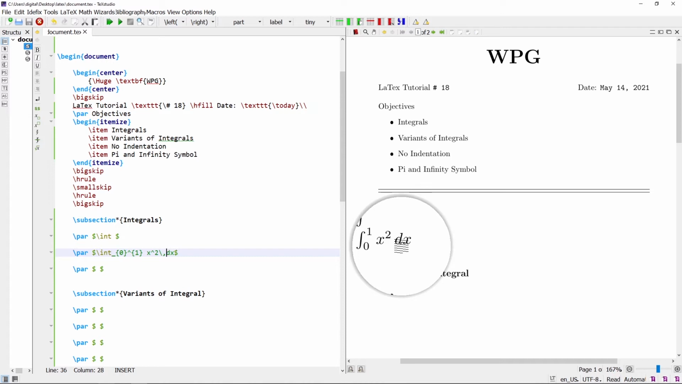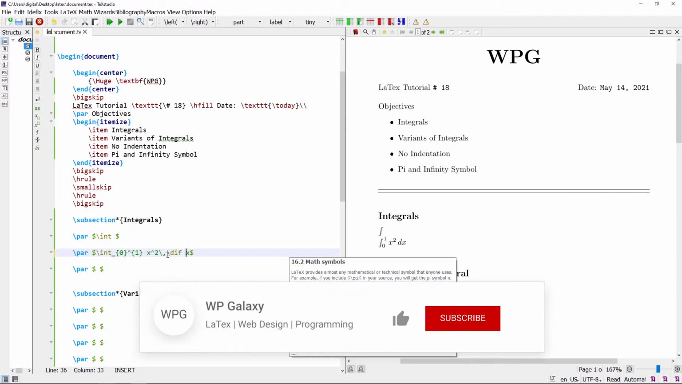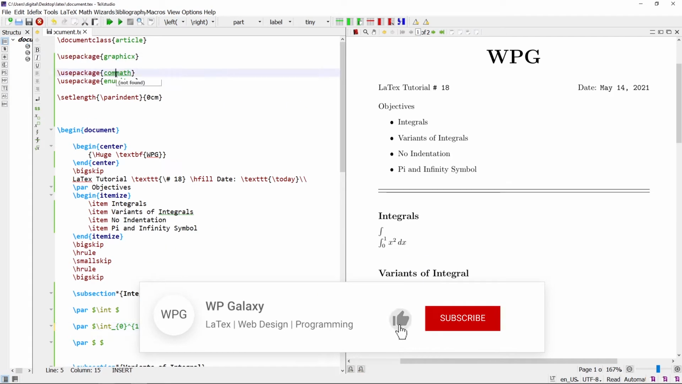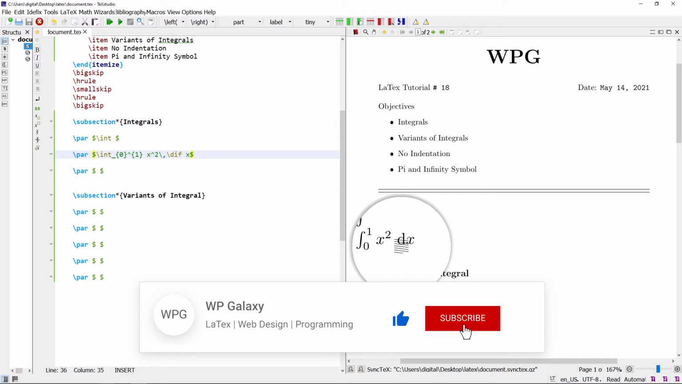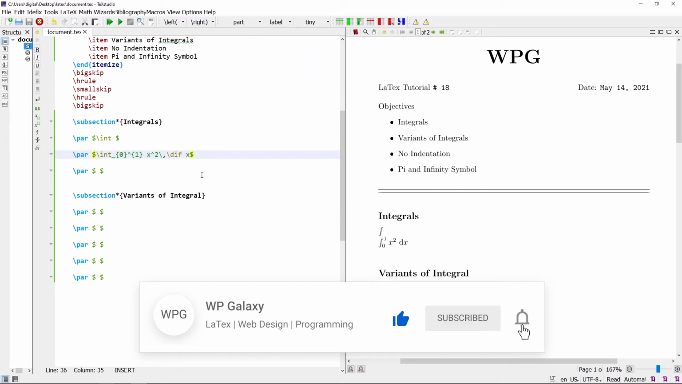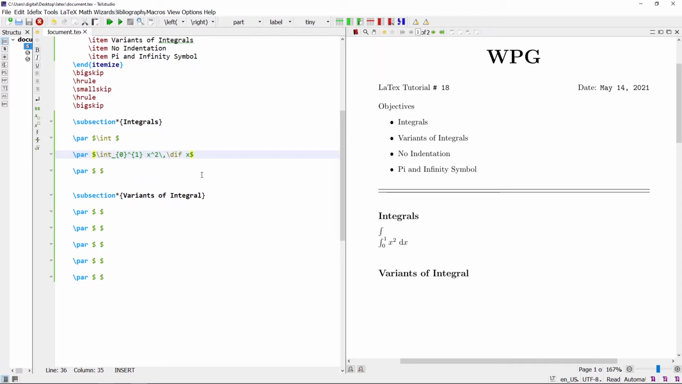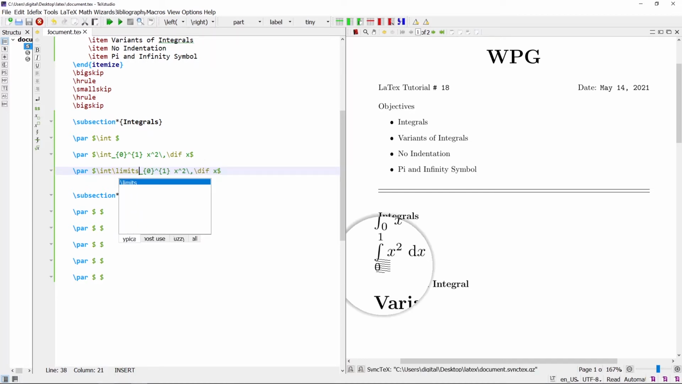To write the proper differential symbol, write the \diff command defined in the cmath package. Now the differential symbol is coming properly. To place the limits above and below the integral symbol, write the \limits command after the integral command. Write the limits command. Now the limits are coming above and below the integral symbol.